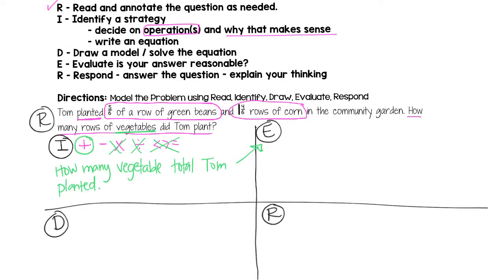All right, on D, draw a model and solve the equation. So we know that we're using addition. I want you to put both of these amounts together and write an equation right here. And then you're also going to draw your model. You could use a bar model, a number line, number bonds. Okay, pause that video and go ahead and do D.